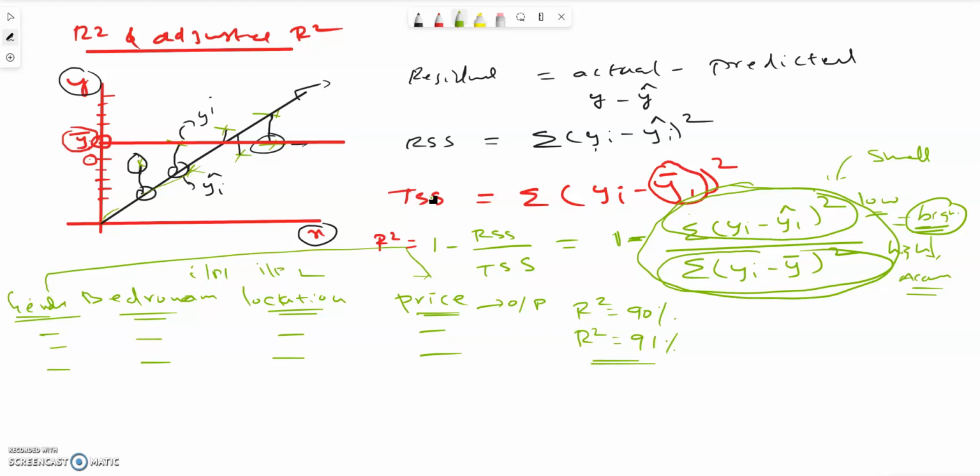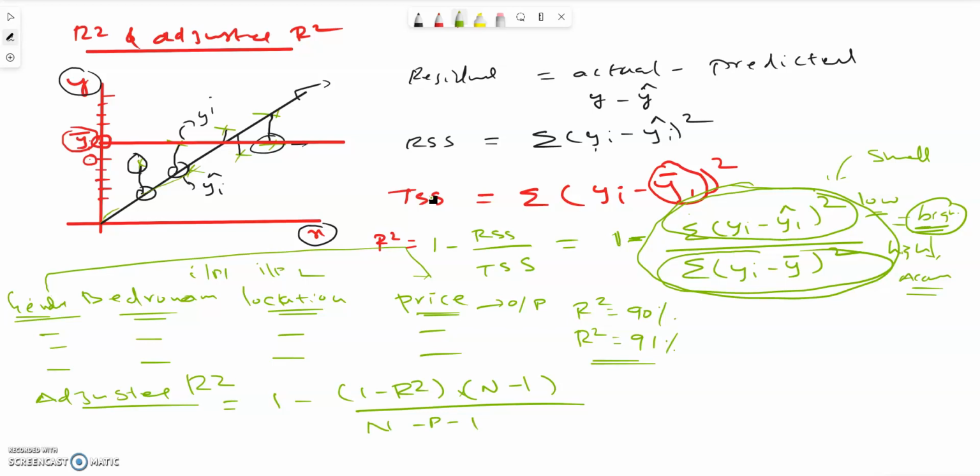That's why we have adjusted r square. There comes adjusted r square. This problem can be rectified with adjusted r square. So in adjusted r square, the formula is given as 1 minus (1 minus r square) into (n minus 1) divided by (n minus p minus 1).